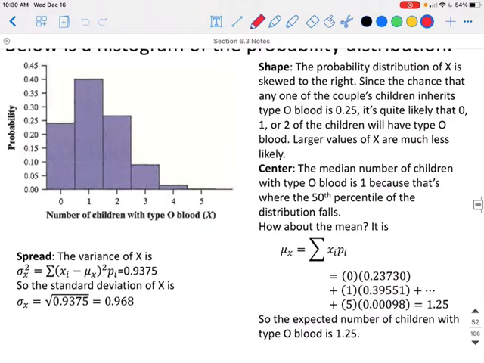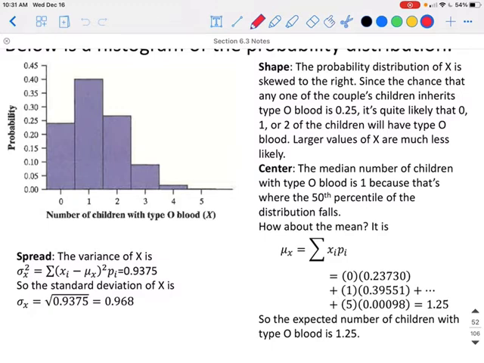To find the mean, this is the same thing we've done previously. You take the x value, you times it by the probability, and then you add it to the next one. So our x value of 0 had a probability of 0.23730, plus our x value of 1 had a probability of 0.39551, plus, and you keep going all the way to 5. So on average, we would expect 1.25 of the children to have type O blood.